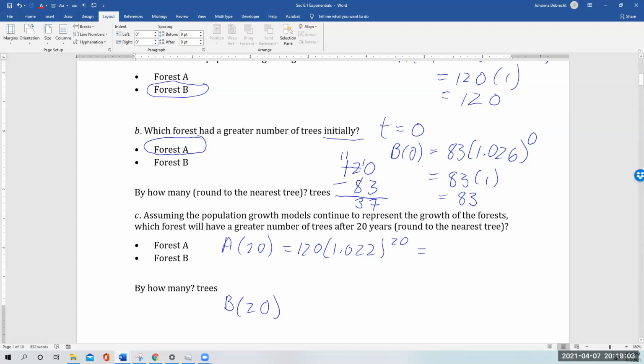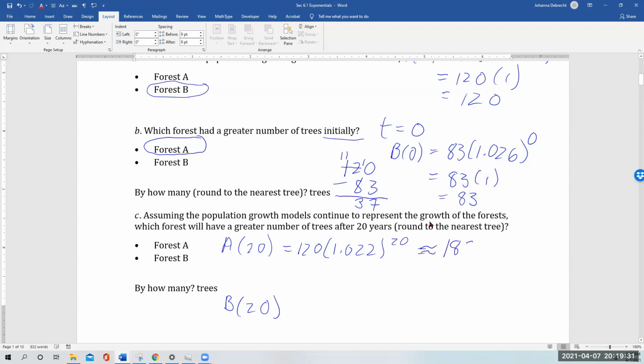You should now have on your calculator something like 1.5453181887, and it keeps going from there. Now take that number and multiply by 120. Your final result is approximately 185.438. Rounding to the nearest tree would be about 185 trees.